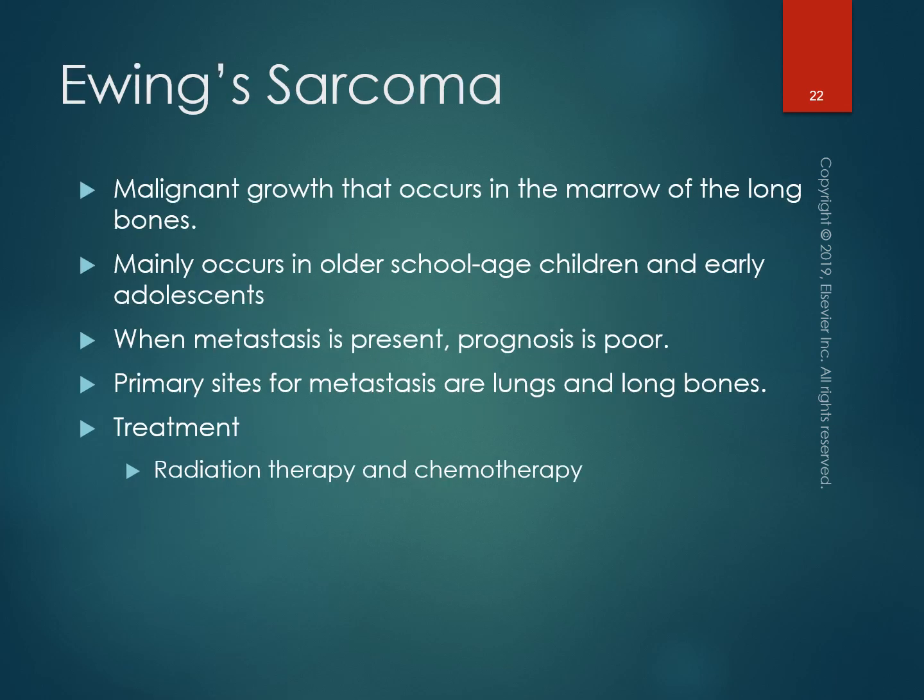Ewing sarcoma is a malignant growth that occurs in the marrow of long bones. This occurs mainly in older school-age children and early adolescents. Amputation is not generally recommended for Ewing sarcoma because the tumor is sensitive to radiation therapy and chemotherapy.